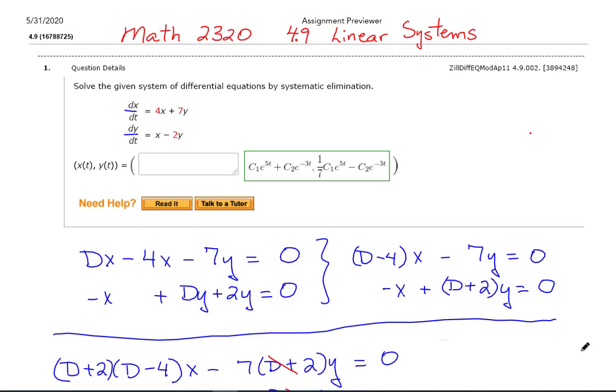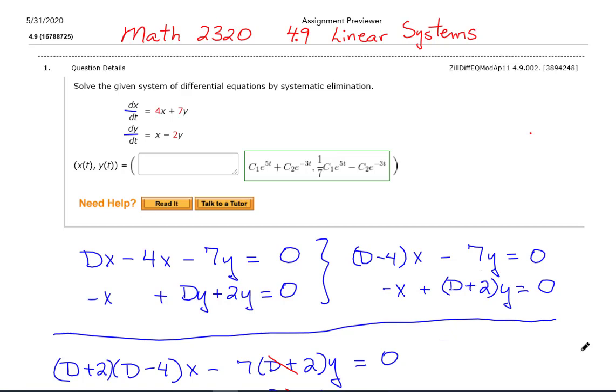Welcome to Math 2320, Section 4.9 on linear systems. The concepts in this particular section are not extremely difficult. What is difficult is the amount of details, the ease to lose a constant, a plus or a minus. So try to be extremely vigilant because it's going to make your life a lot easier.